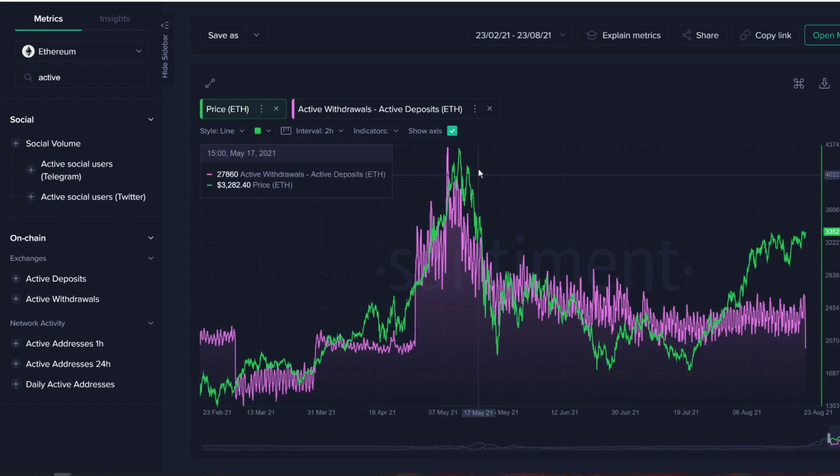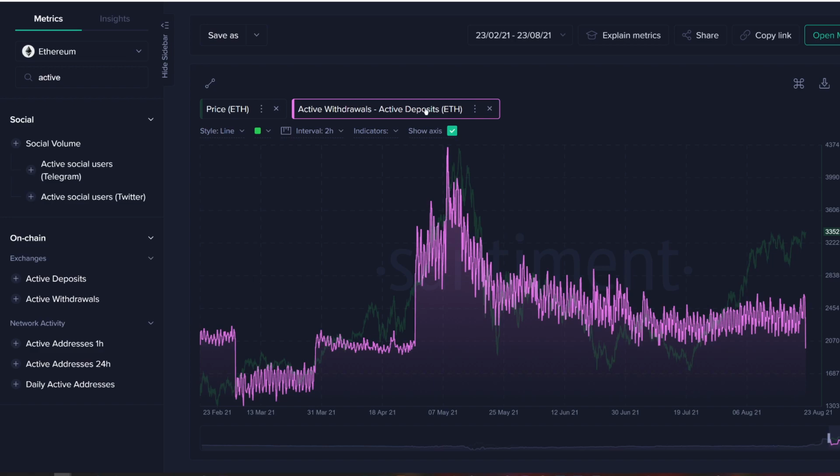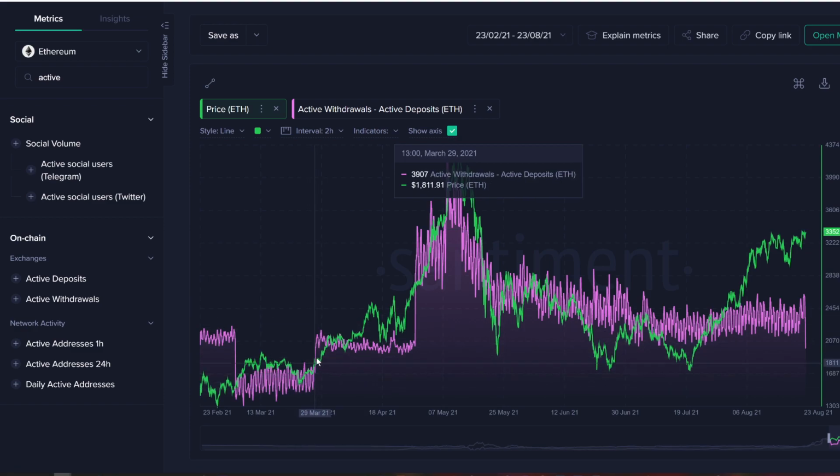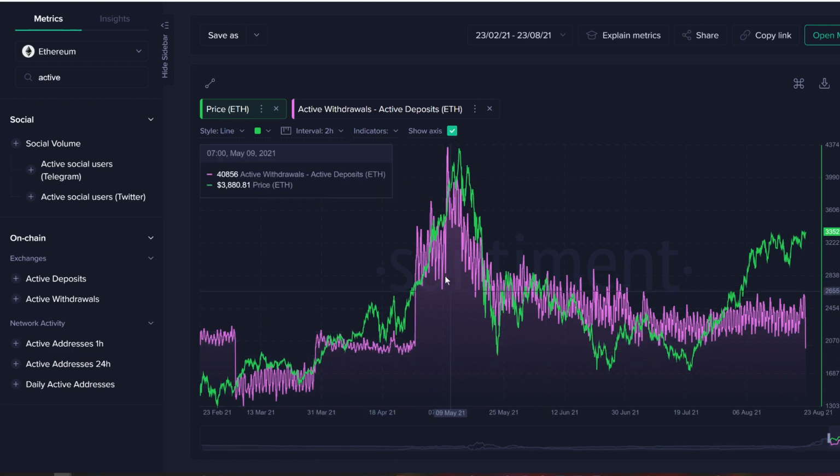Another example would be active withdrawals here. So active withdrawals minus active deposits gives us some interesting sudden jumps in the math formula, and prices do tend to do some interesting things around these jumps.